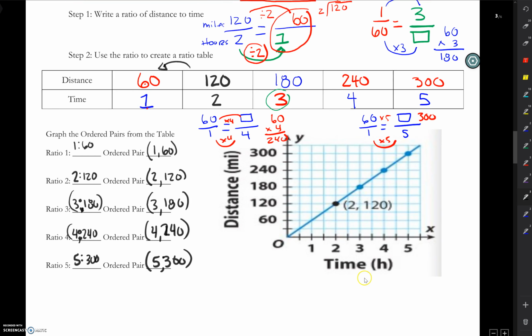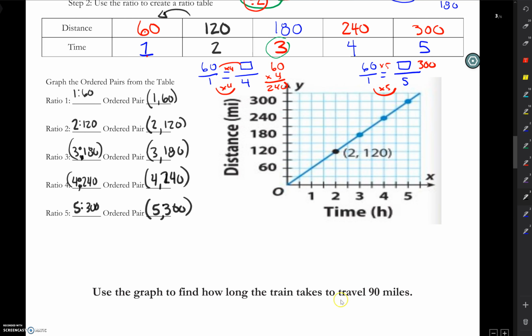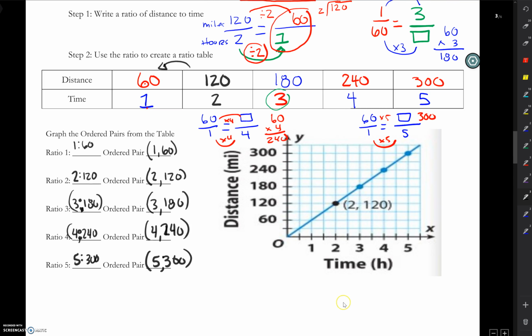And now I'm going to go ahead and plot these numbers. I'm going to graph them in my line. And so if you notice, it's a straight line. So 1 to 60 would be here. 2 to 120. 3 to 180. 4 to 240. And 5 to 300.